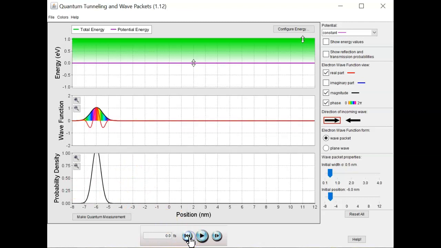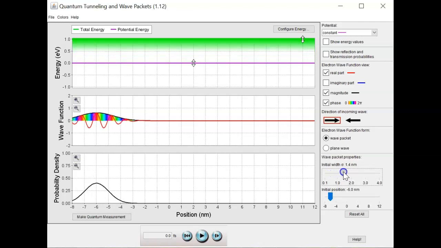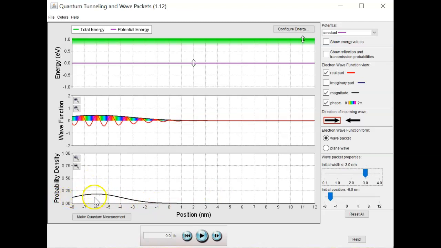So now we're going to increase the initial width of the wave packet to 3 nanometers and leave the other parameters the same. And the question is, what else is changing? So we see that the probability density maximum amplitude has decreased, and that's because it's now spread out over a wider area, and we've said that the area needs to stay the same.